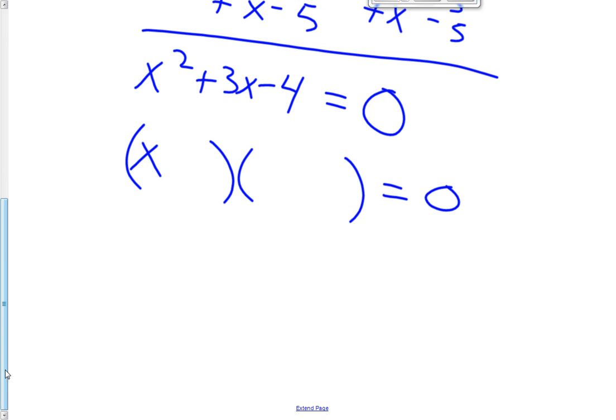X multiplied by x, positive 4, negative 1. We get two solutions again. X equals negative 4, x equals positive 1.